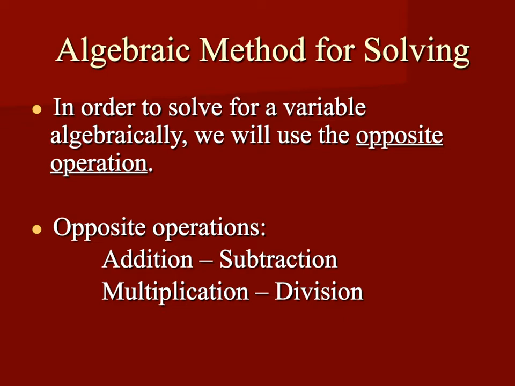Up to this point, when you have solved equations, you have done it using the guess and check method. Basically, you've looked at the x and guessed, what do I think x is equal to, and then checked it to see if that was true. But now we're going to start using the algebraic method for solving. In order to solve for a variable algebraically, we will use the opposite operation. I want to give you some examples of what I mean. Operations include addition, subtraction, multiplication, and division. I've listed some opposites below. Some operations that we have would be addition and subtraction. And then if I have multiplication, division would be the opposite.